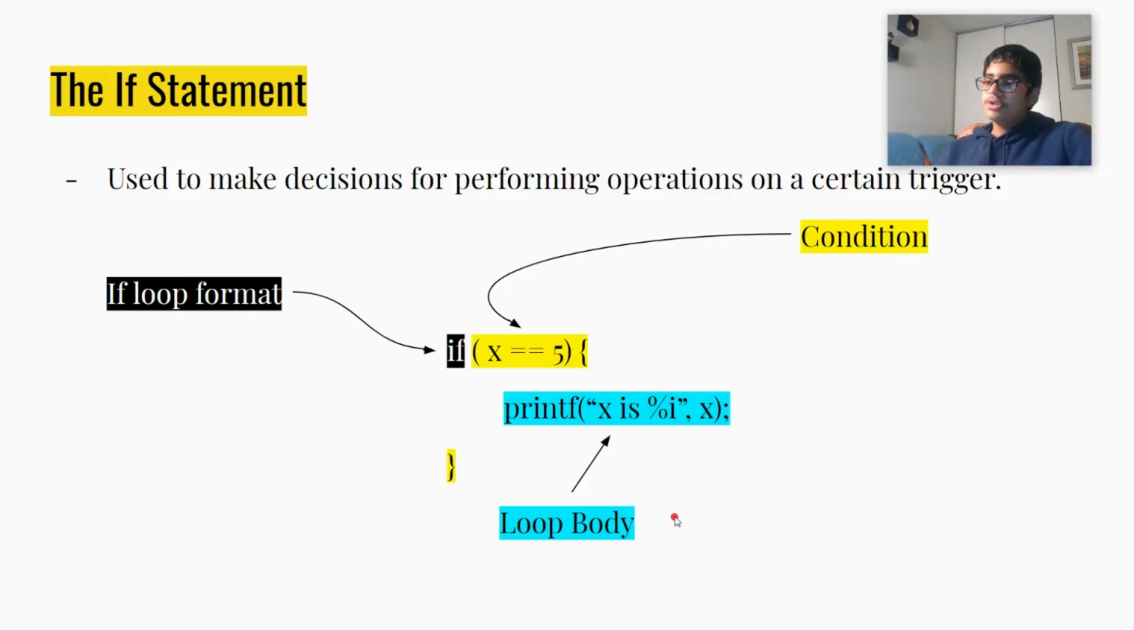So without further ado, let's jump into the if loops. So there are basically three types of if loops: the if loop, else if loop, and the else statements. First we will be talking about the classic if loops. If loops are used to perform certain code blocks only if a certain condition is met.